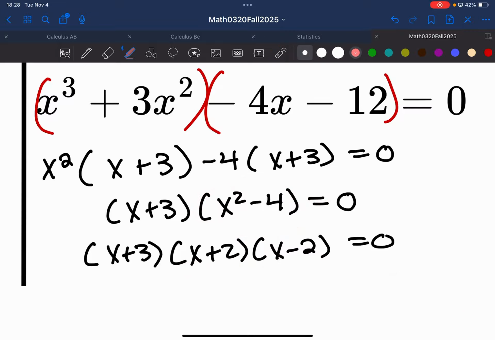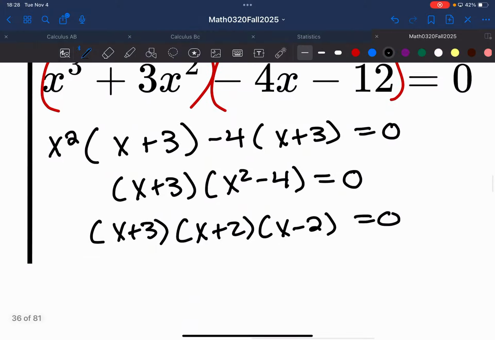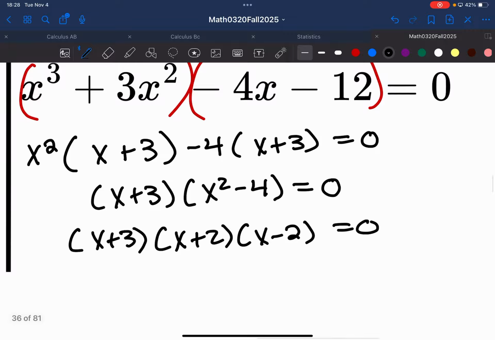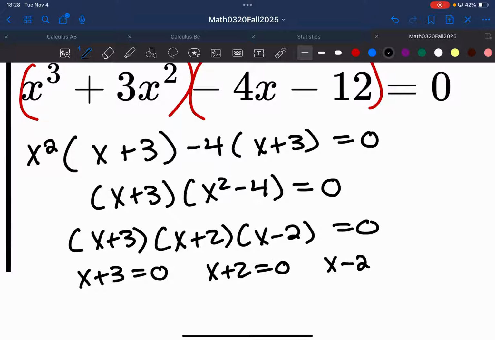So from here, are we done? Is this our answer? No, not our answer. What do we have to do next? X plus 3 equals 0, x plus 2 equals 0, x minus 2 equals 0. Good, set them all equal to 0 and then solve. So x plus 3 equals 0 means x equals -3. X plus 2 equals 0 means x equals -2. And x minus 2 equals 0 means x equals 2.